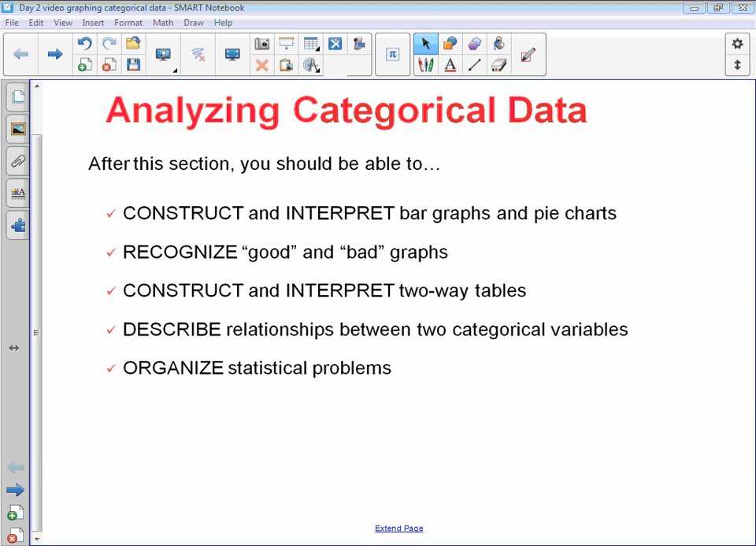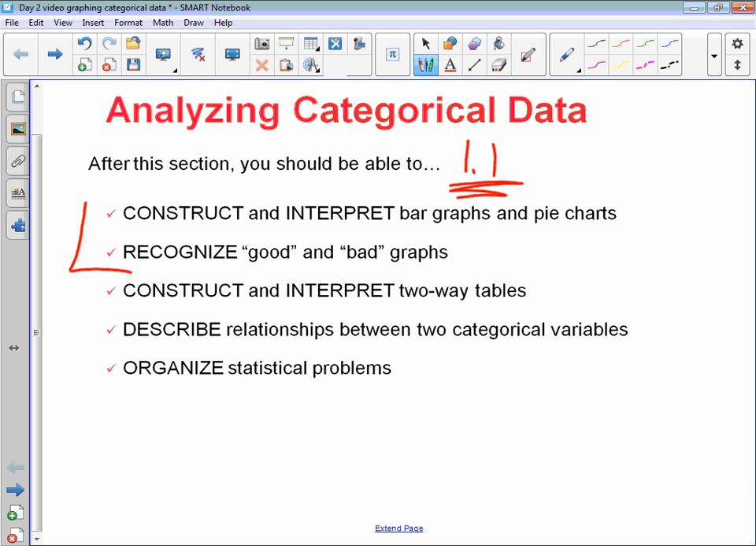Now we're going to start analyzing categorical data, and that's going to be this section. By the end of this section of the book, which corresponds to section 1.1 of your textbook, you should be able to construct and interpret bar graphs and pie charts, and recognize good and bad graphs. And that's what we're going to do in today's video.